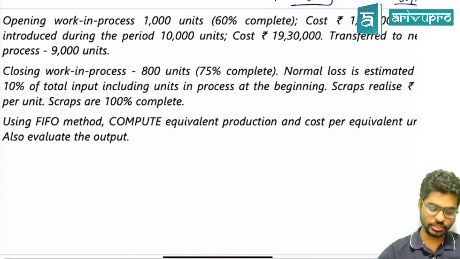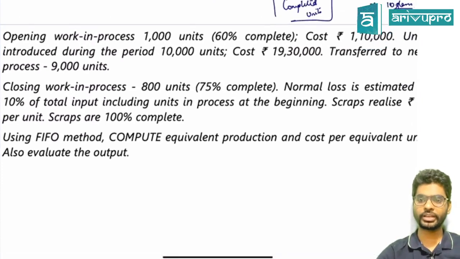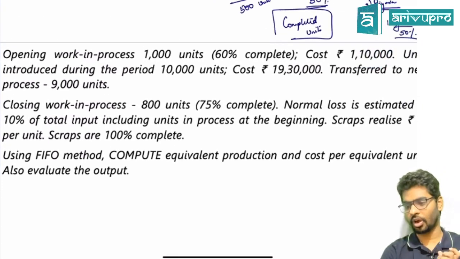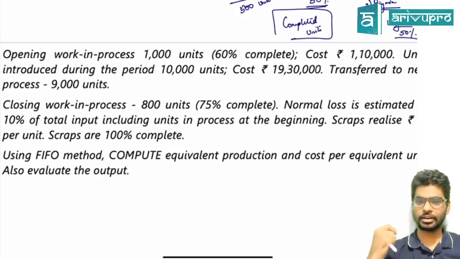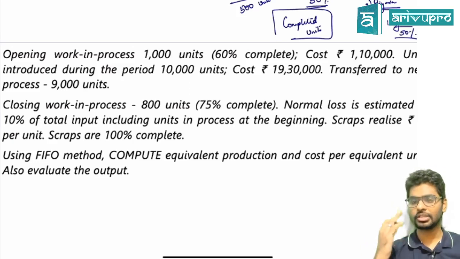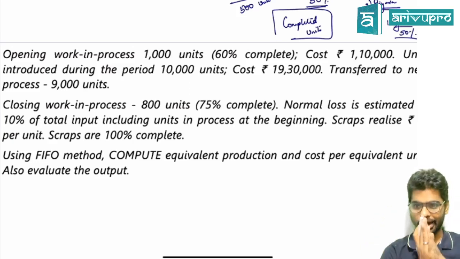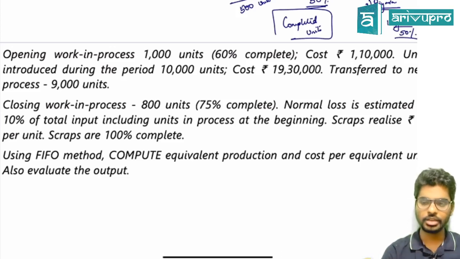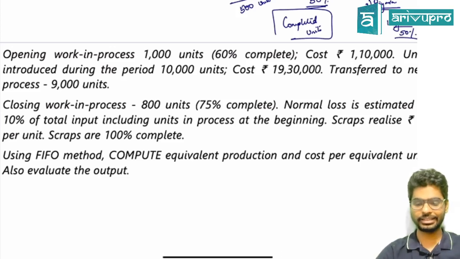Now in this part, we have two ways of calculating the work in progress in case of process costing, either under a FIFO method or under a weighted average method. So let's try understanding each term one by one, so that it becomes easier in terms of our understanding of the question.